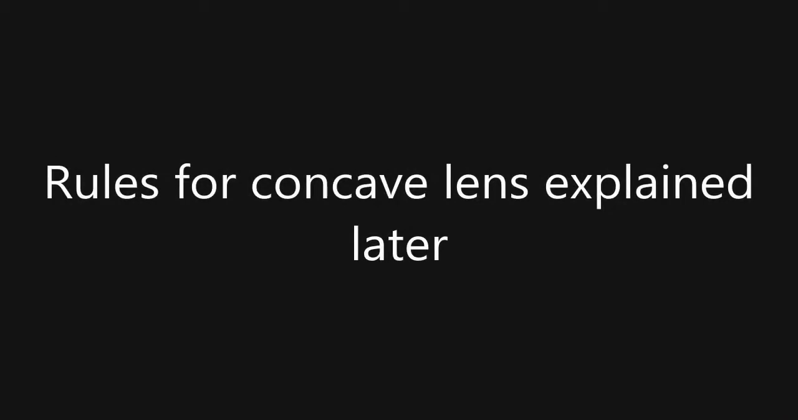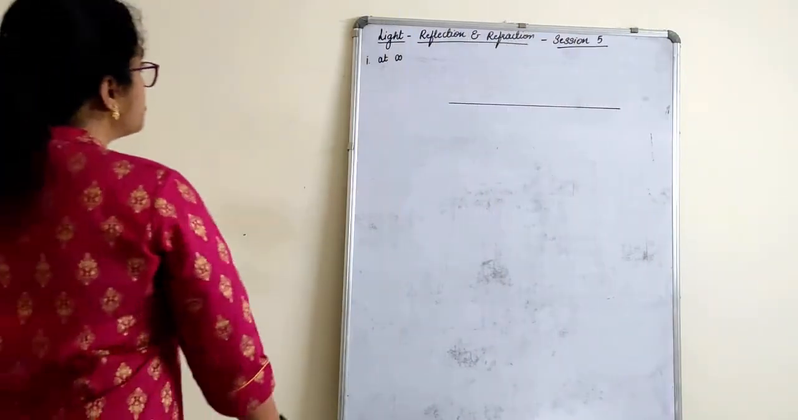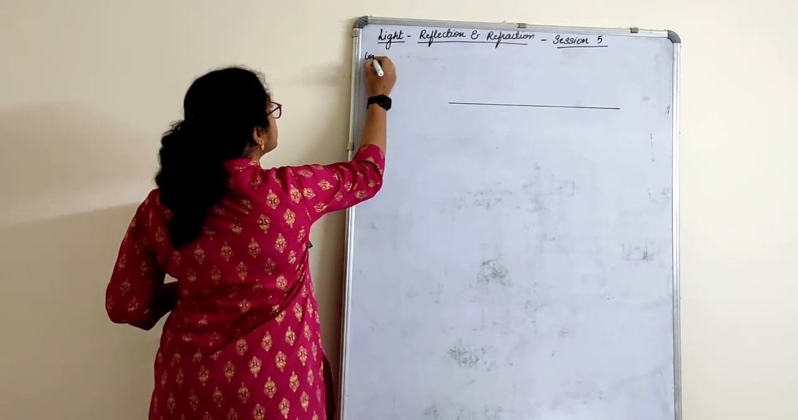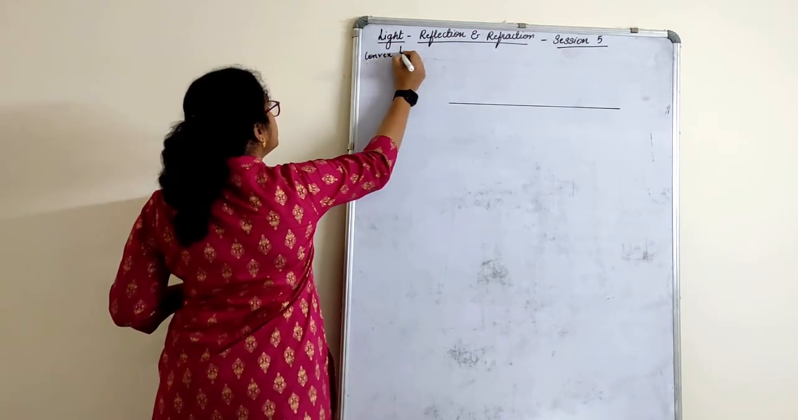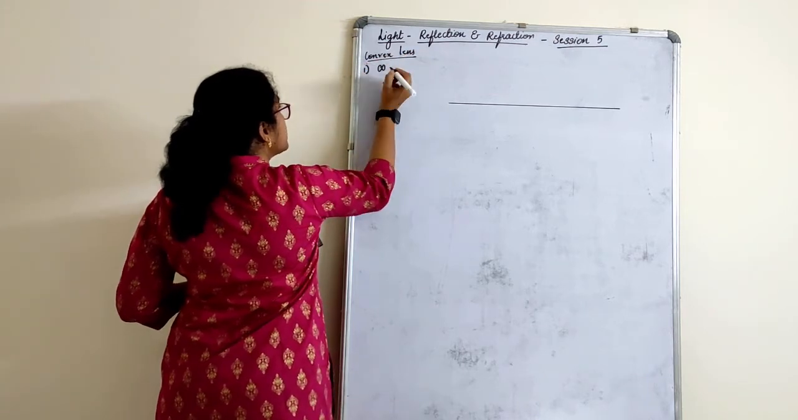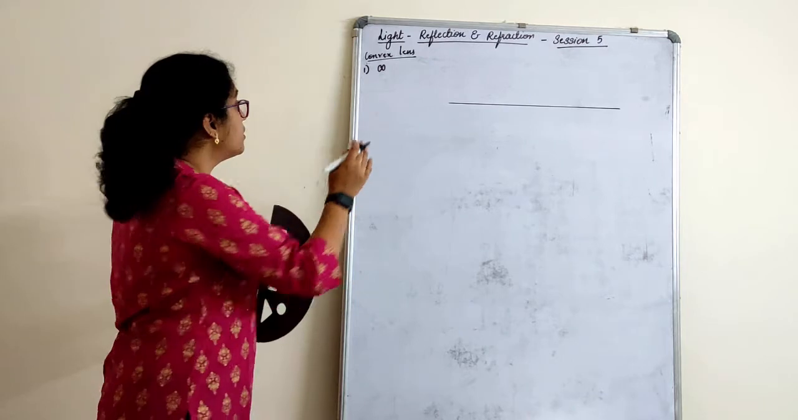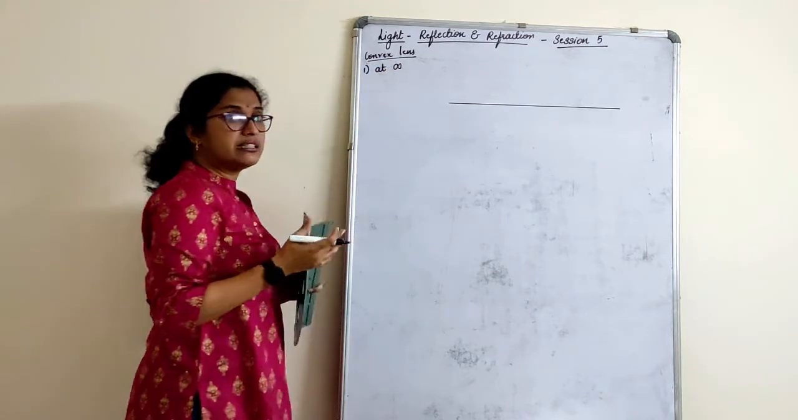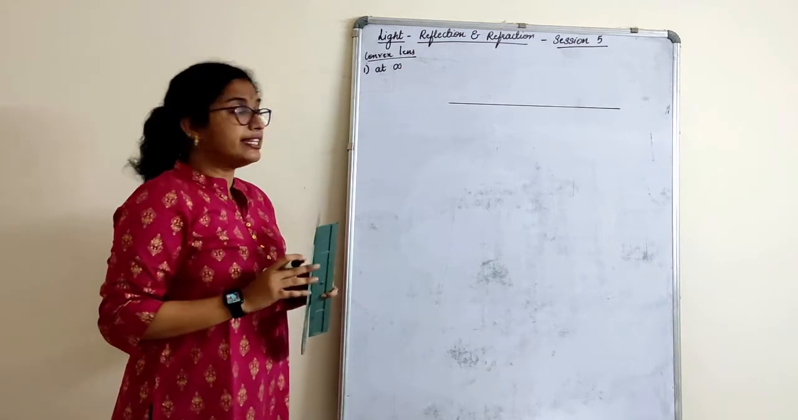Now let's talk. So let's start the ray diagram for the convex lens. The first one is when the object is kept at infinity. Even here, the same thing: nature, size, position, we need to write.